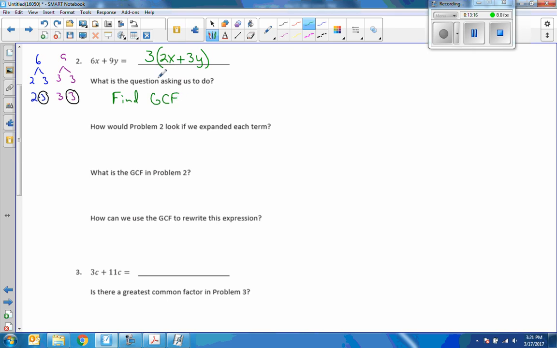Okay, so the number outside the parentheses is the greatest common factor. The numbers inside are the uncommon factors of each term. Okay. How would problem 2 look if we expanded each term?